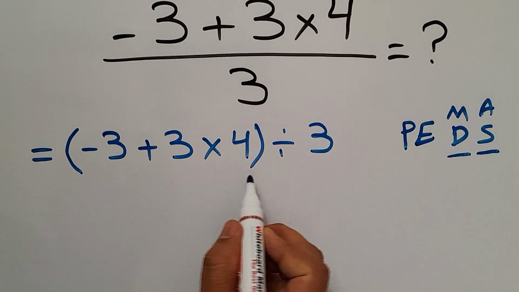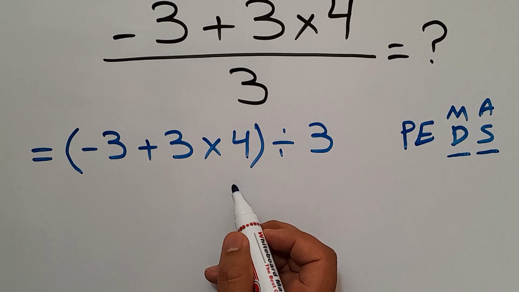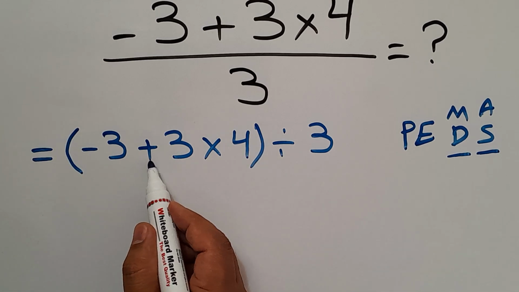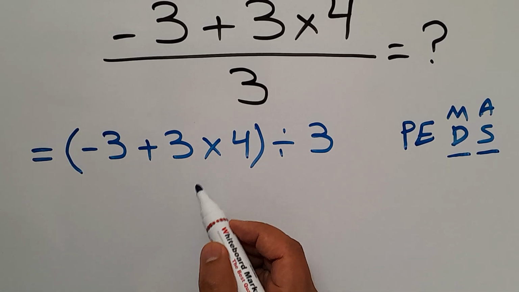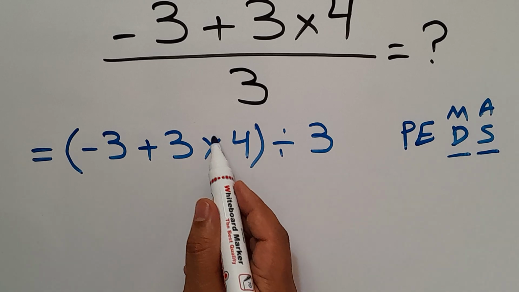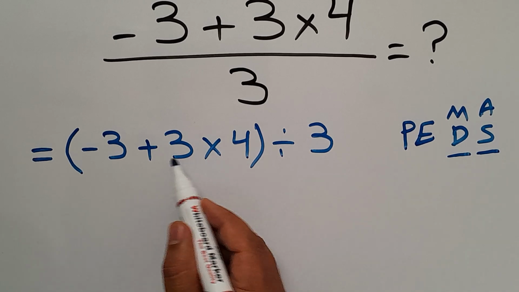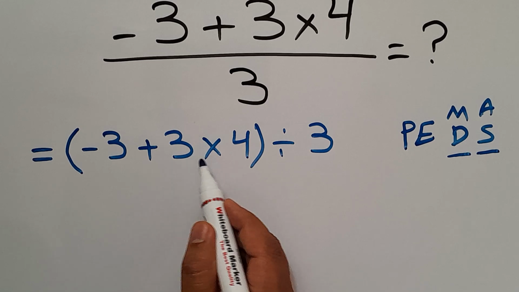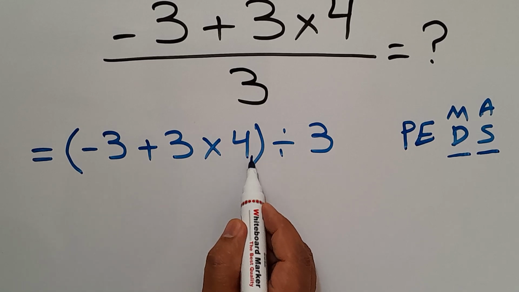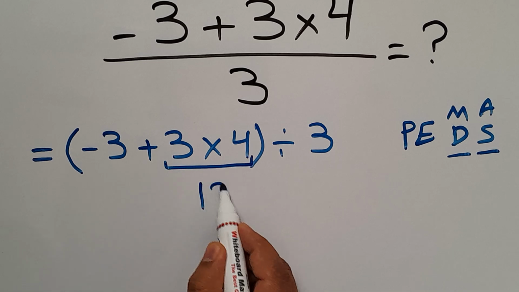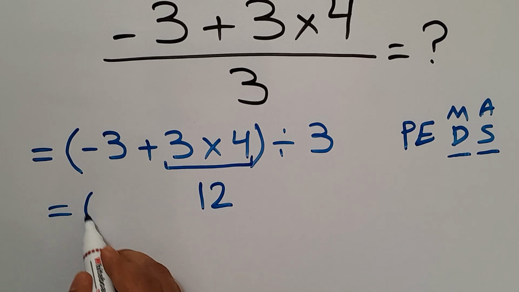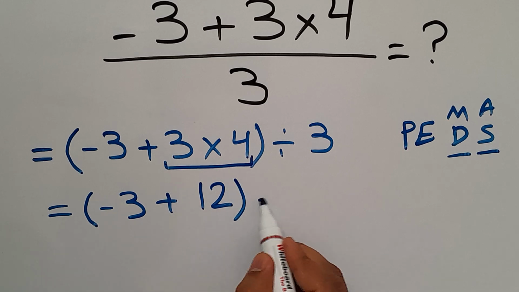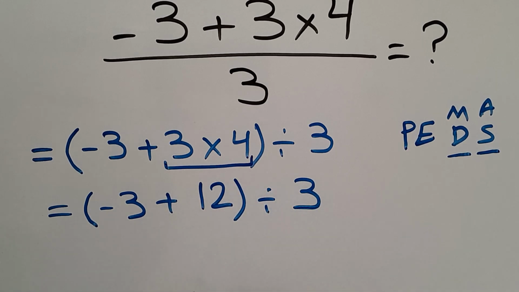Okay, so here first we have to do these parentheses. Inside these parentheses we have one addition and one multiplication. In PEMDAS, multiplication comes before addition. So first we have to do this multiplication. 3 times 4 gives us 12. So we have parentheses negative 3 plus 12, divided by 3.